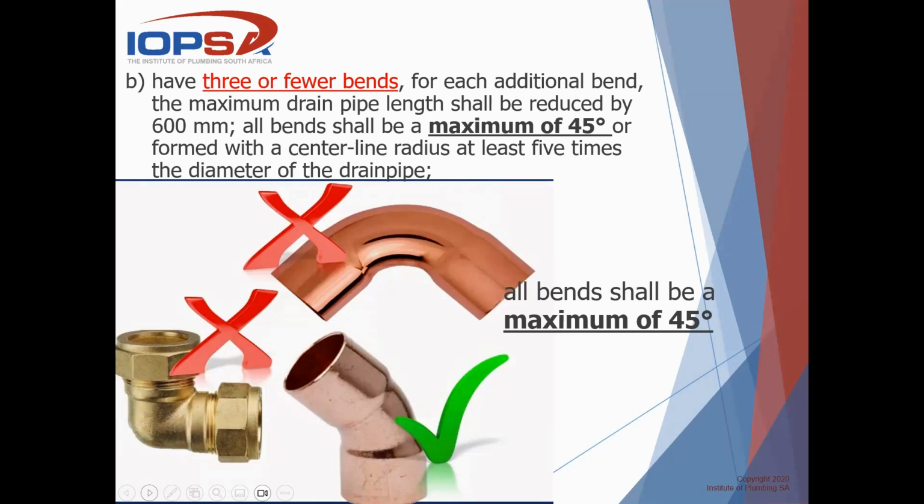So just to quickly recap, I can use 1 bend, I can use 2 45 bends, I can use 3 or fewer bends. But if I do need a 4th bend as an example, what's important is that you do remember that I need to reduce that length by 600 millimeters. As the standard states, all bends shall be a maximum of 45 degrees. So to our listeners out there, please, it cannot have a 90-degree bend as you see in the pictures below. It has to all be of a 45-degree angle.